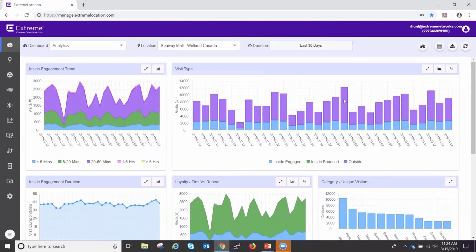In this video demo of ExtremeLocation, we're going to highlight visitor trends, on-site guest engagements, and other compelling insights the platform delivers to businesses. Moving into the main dashboard, we can see how it can be configured into custom-built dashboards for the business and environment.